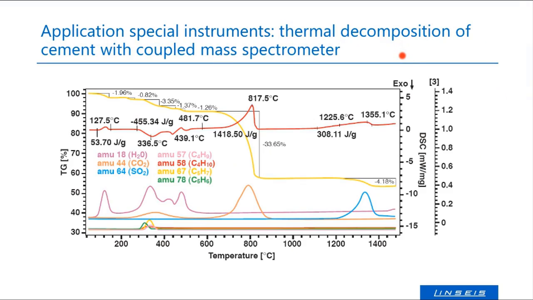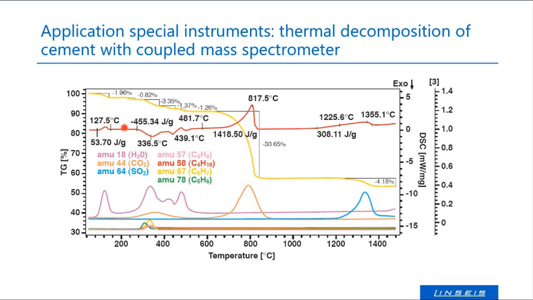And last but not least, sometimes you need to couple a mass spectrometer, not only because it's nice to see and identify, but you have to, because otherwise you have no chance to identify what's going on. This curve shows thermal decomposition of a cement that was done with an STA that was coupled with a mass spectrometer. As you see on the yellow mass loss curve, there are a lot of mass loss steps. So here's one, the next one, and the next one, and the next one. So a lot of volatile components or a lot of substances and compounds are removed.